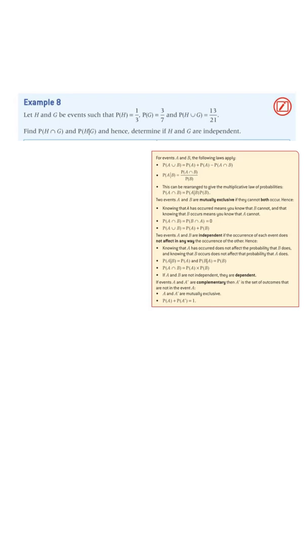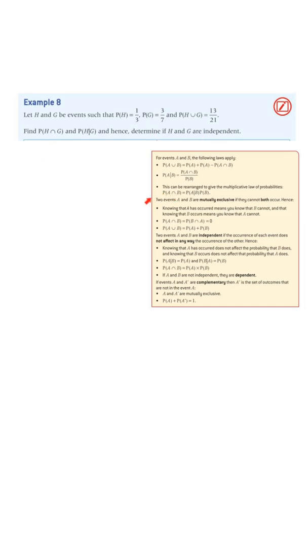Let's have a look at example 8. Now example 8 is pretty straightforward in the book, just using formulas. It says let H and G be events such that the probability of H is 1/3, the probability of G is 3 on 7, and the probability of H union G is 13 on 21. Find H intersection G. That's first, we'll do that one, and then we'll do this one here, and determine if H and G are independent.